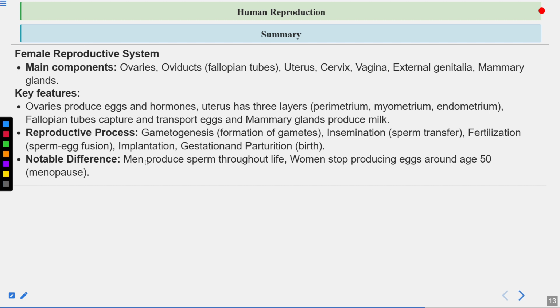Notable difference: men produce sperms throughout life. Women stop producing eggs around age 50, at menopause. And there are a lot of differences between spermatogenesis and oogenesis. Spermatogenesis starts at puberty. Oogenesis, which is formation of the egg, starts in the fetal stage, in the fetal ovary. The oogonia are formed in the fetal stage only, and no more oogonia are formed after birth. Then there are a lot of other differences that we have already discussed in our previous sessions.